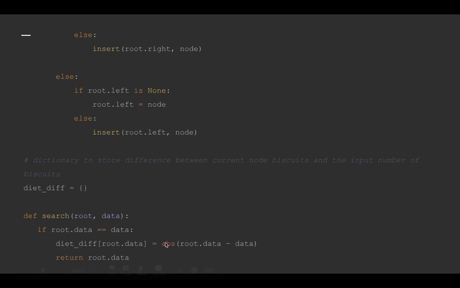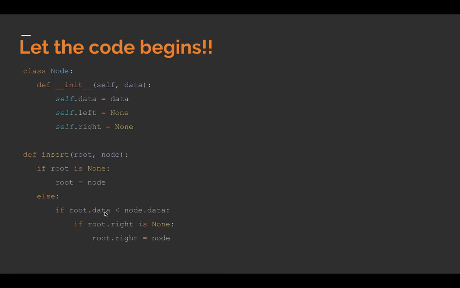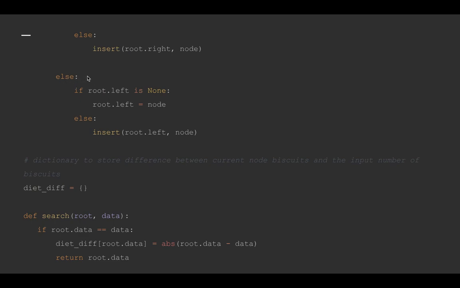Okay, else means the data of the root is greater than the data of the new node. Therefore we are in this else block scope. So we will check if the left of the root is none, that means it has nothing, and if it has nothing, then we will assign the node that we are inserting to the left of the root.